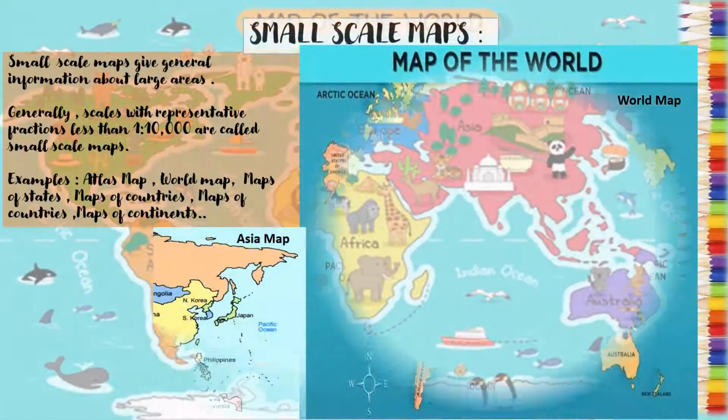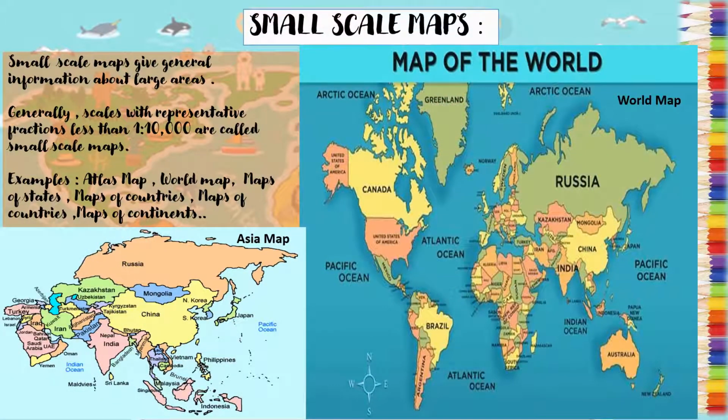Now students, let us understand what is small scale maps. So a small scale map is one in which a given part of the earth is represented by a small area on the map. Small scale maps generally show less detail than large scale maps but cover large part of the earth. Generally, scales with representative fraction less than 1 is to 10,000 are called small scale maps. Example of small scale maps are atlas map, world map, maps of states, maps of countries, and maps of continents.